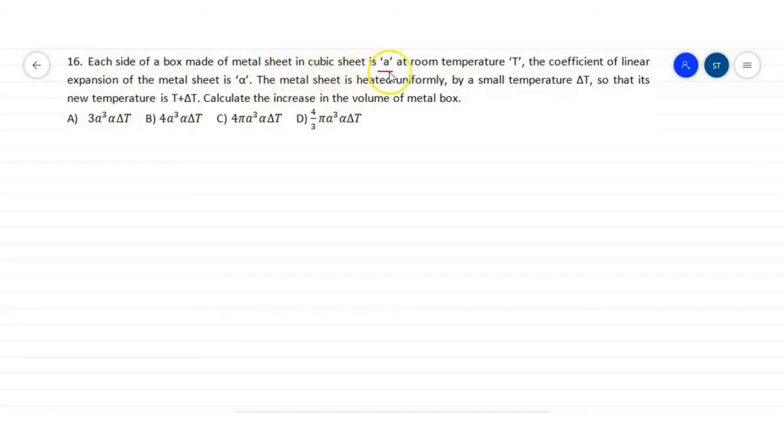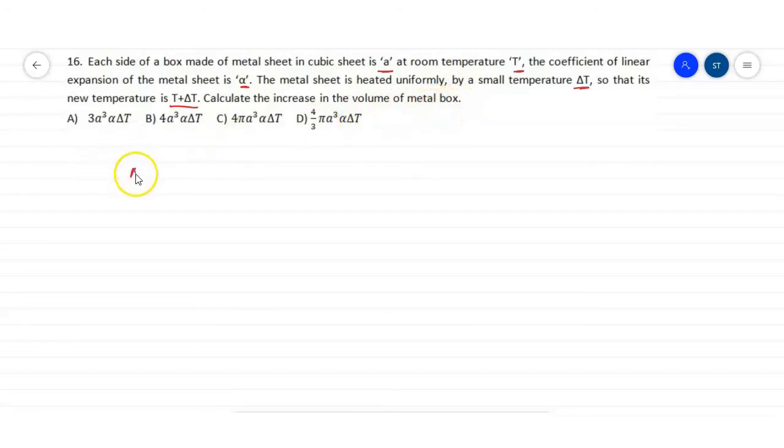The question given is, each side of a box is made of metal sheet in cubic shape. Side of the cube is given as A at room temperature T. The coefficient of linear expansion of the metal is alpha. The metal sheet is heated uniformly by a small temperature delta T so that its final temperature will be T plus dT. Calculate the increase in the volume of metal box.